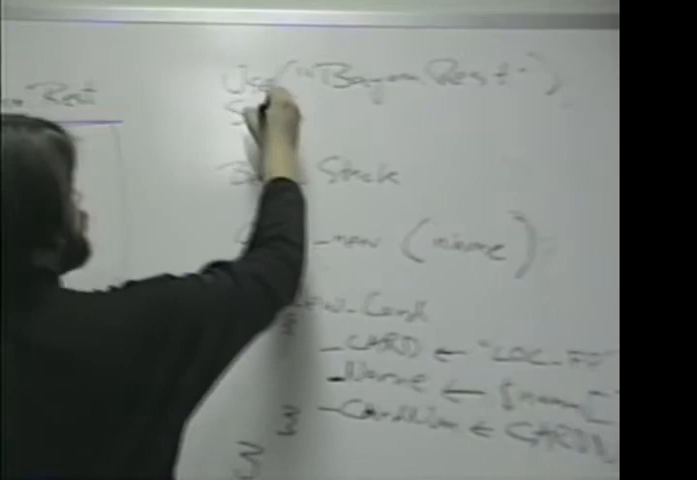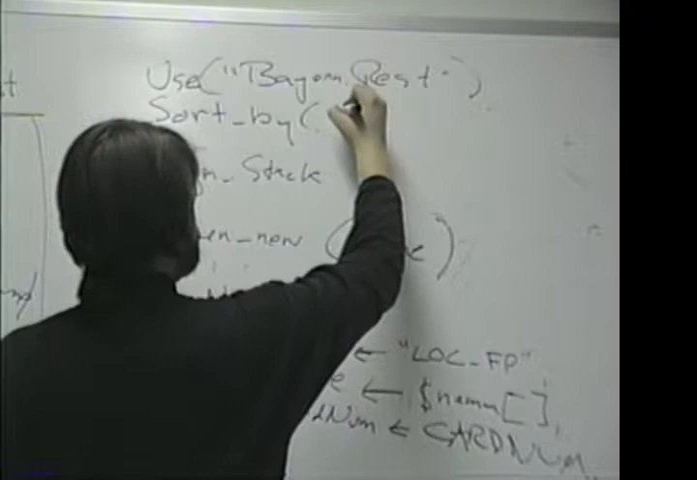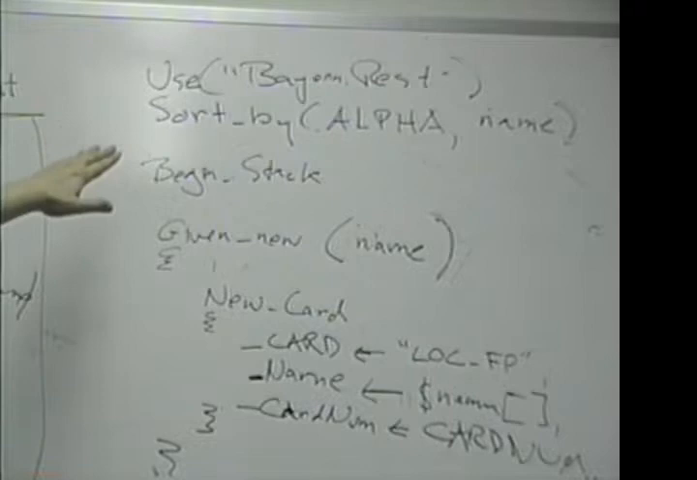Sort by, since you can only use one data file at a time, sort by name. Actually, we say, in this case, alpha, just to say what kind of sort it is. We have many kinds. Name. And what this will do is it'll sort everything by the name. That's actually not good enough, but you'll get a sense of what this means. Then basically, all the names will be together.